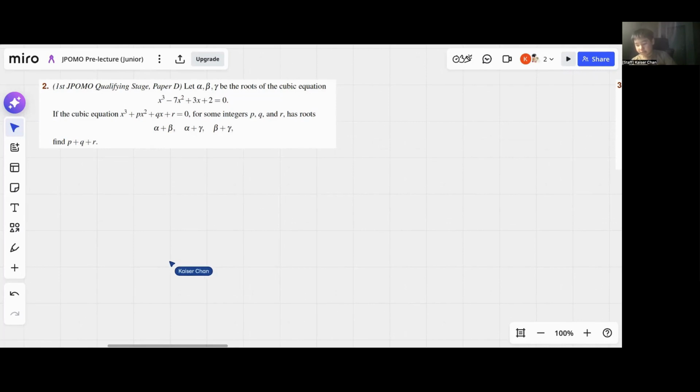So I'll just give you guys a starter also. This problem is actually pretty nice in terms of getting the values. I'll show that in a while. To give you guys a starter, for those who know Vieta's, what is the sum of the roots of the original equation? So what is alpha plus beta plus gamma?